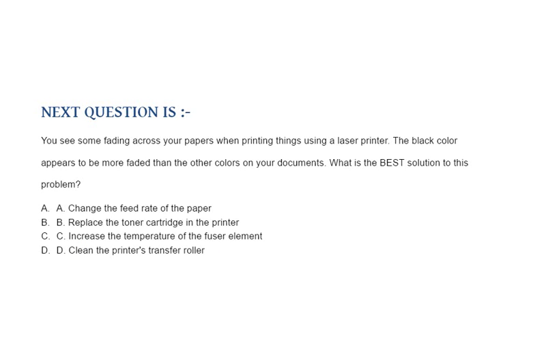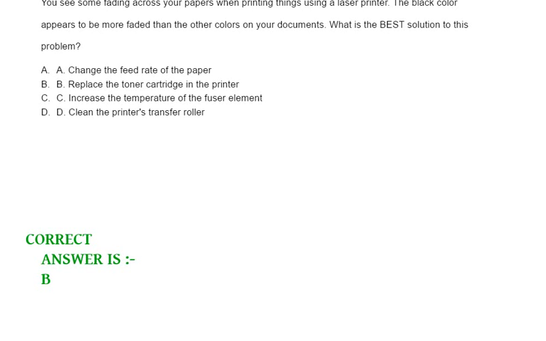Next question is, you see some fading across your papers when printing things using a laser printer. The black color appears to be more faded than the other colors on your document. What is the best solution to this problem? Option A. Change the feed rate of the paper. Option B. Replace the toner cartridge in the printer. Option C. Increase the temperature of the fusor element. Option D. Clean the printer's transfer roller. Correct answer is option B.